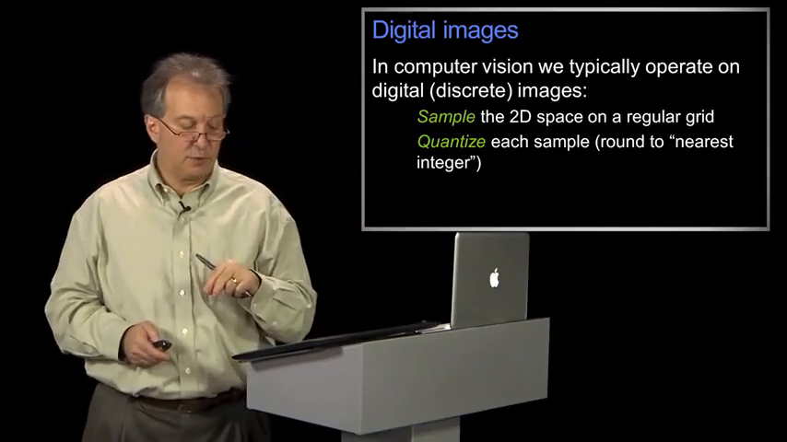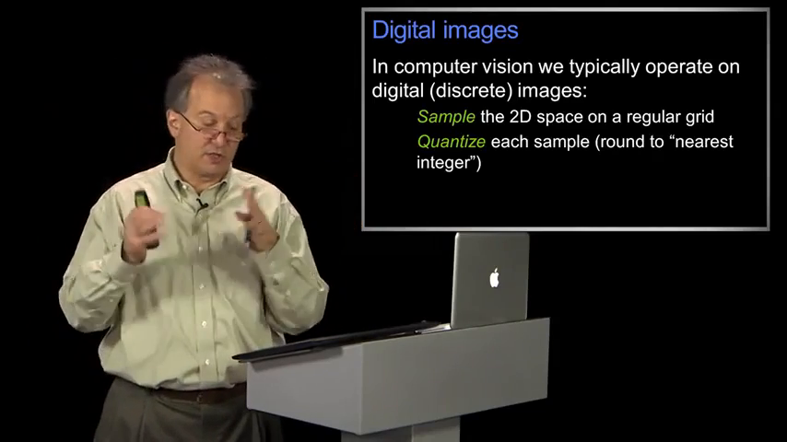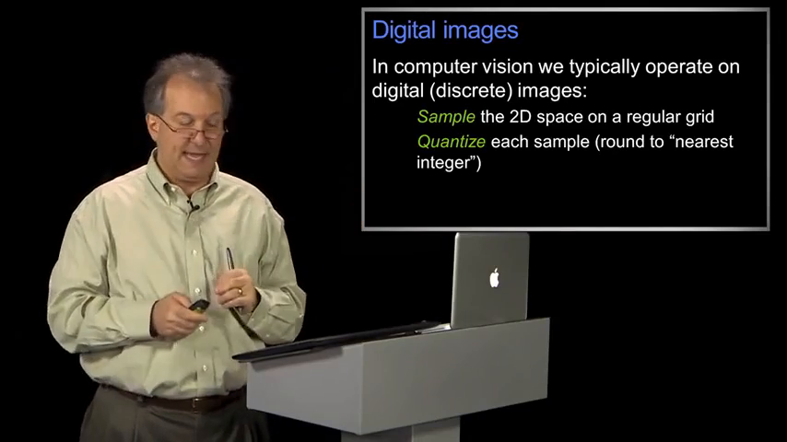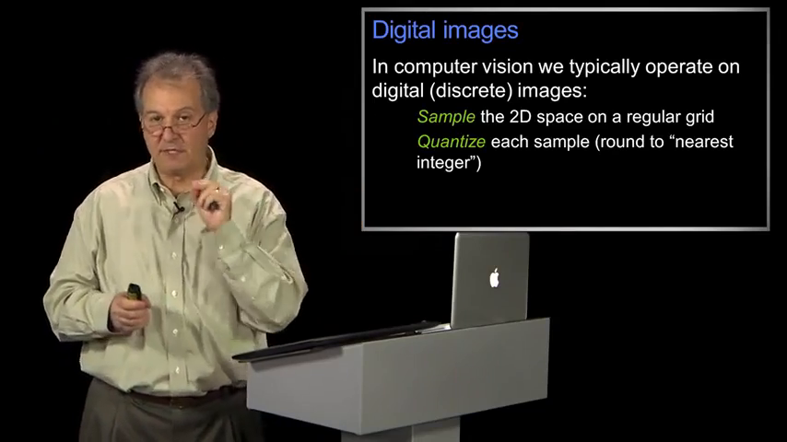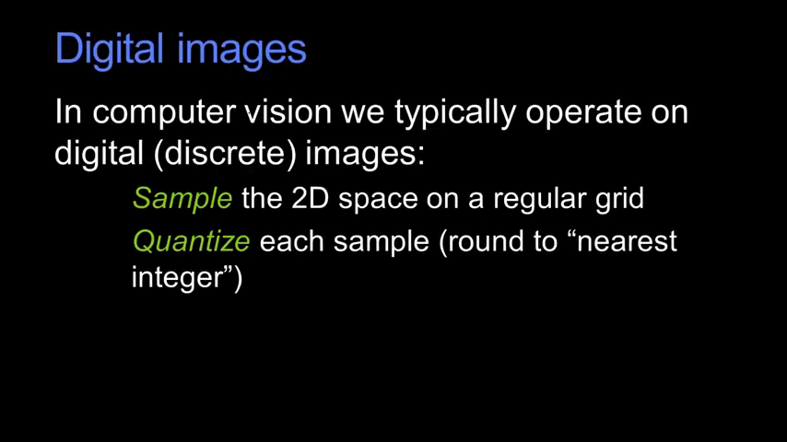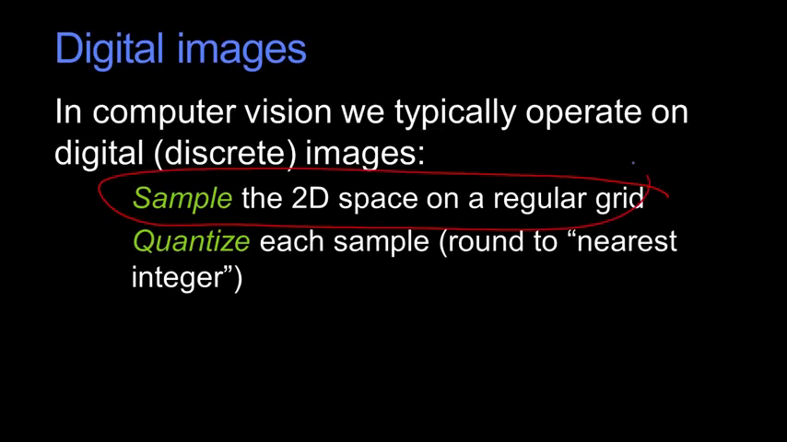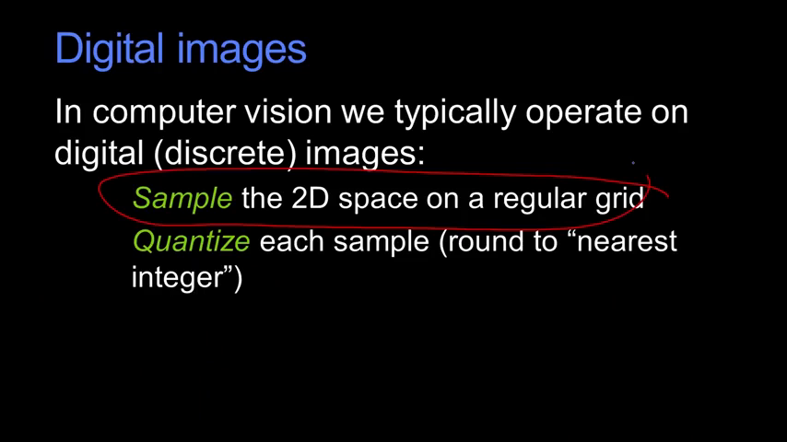In digital images, in computer vision, we typically operate on discrete images. And that means we have to do 2 types of discretizations. First of all, we have to sample the 2D space on a regular grid. That is, we have discrete pixels at locations. You know what pixels stand for? Picture elements. In the old television world, that was called PELs, also for picture elements. But computers, we have to be special, so we call them pixels. Fine. So we have to pick them at specific locations.